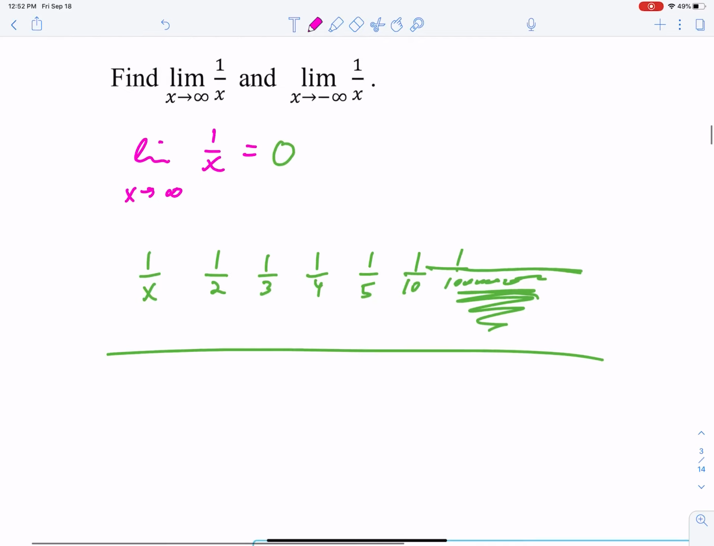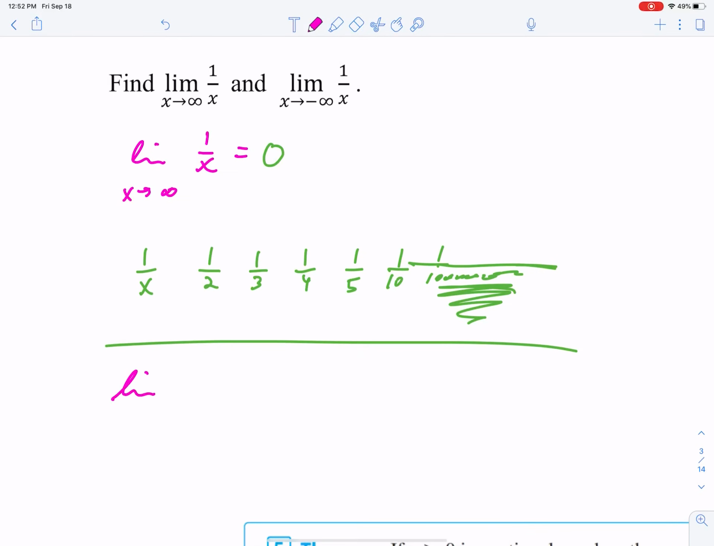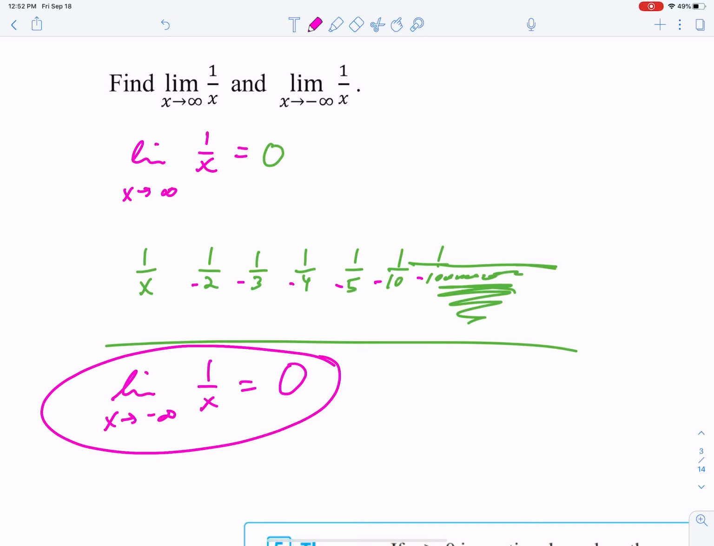All right, so let's try the other one, the limit as x approaches negative infinity of 1 over x. Well, actually, it's the same logic, isn't it? Just put a bunch of negatives on these things. It doesn't matter. They're still incredibly small fractions. As the denominator gets infinitely large negative, the fraction still gets infinitely small. So it still approaches 0. Okay? Those are very, very important concepts to understand.